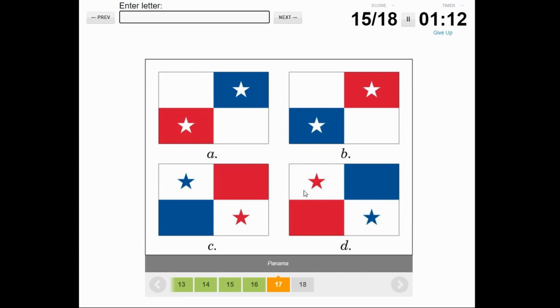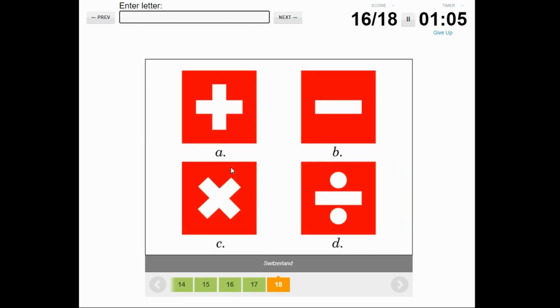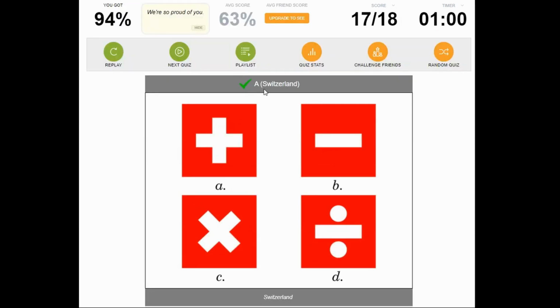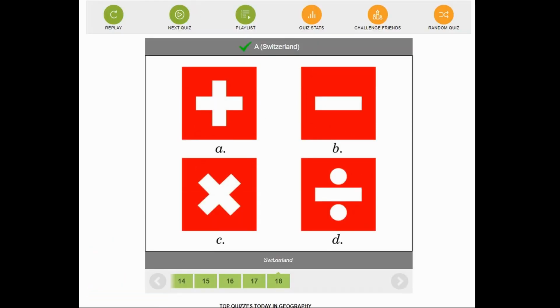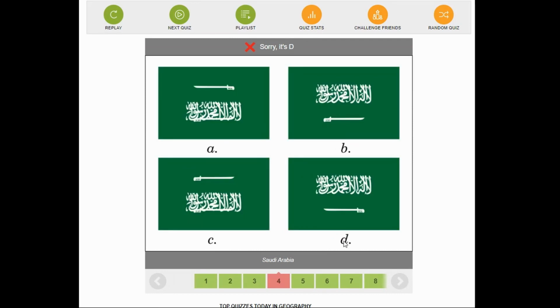Here we have Panama. Oh, this is really going to be quite tricky. I'm really leaning towards C immediately, so I'm just going to put that, and it is. Here we have Switzerland. It also looks like Ed Sheeran albums, but we're going to go for A. And that's the end of the quiz. That was really good. I got 94%, 17 out of 18. The one I got wrong was Saudi Arabia, and we got the sword the wrong way around. But I think overall that was a really fun quiz. I quite enjoyed doing that one.